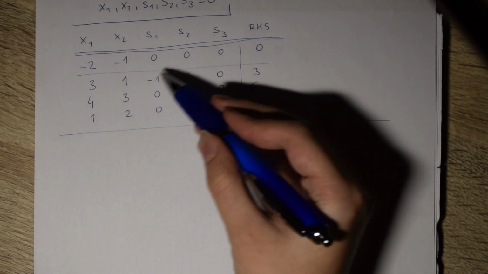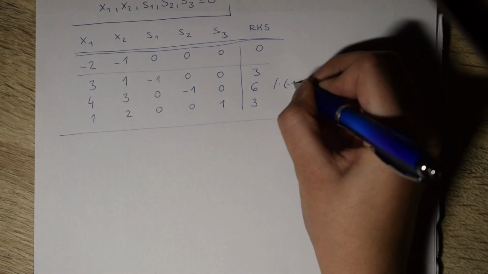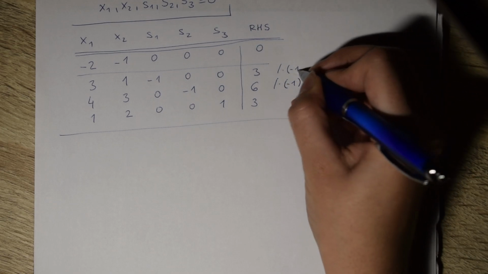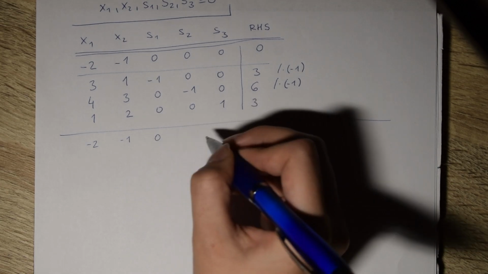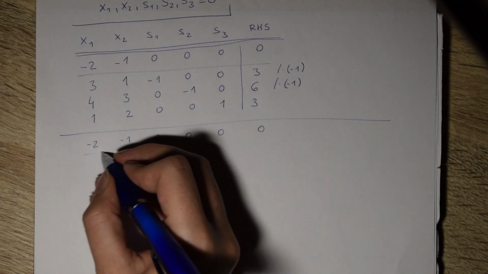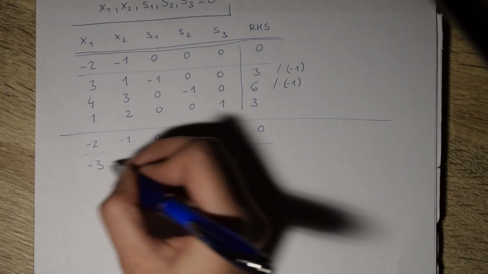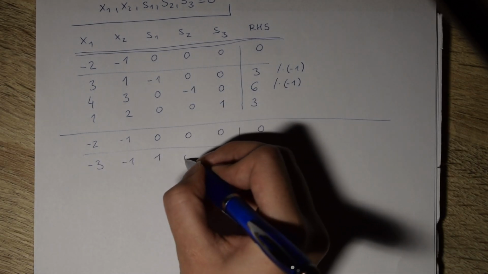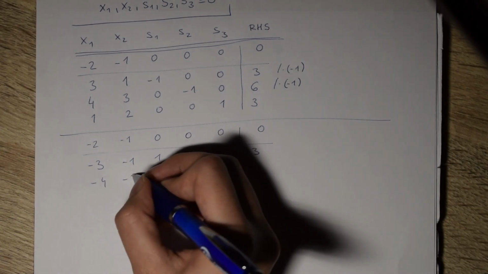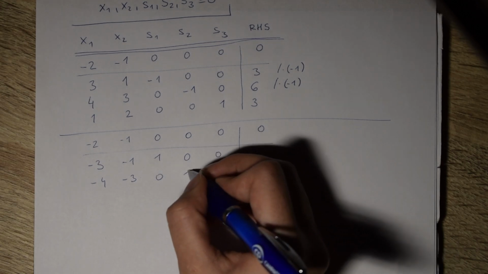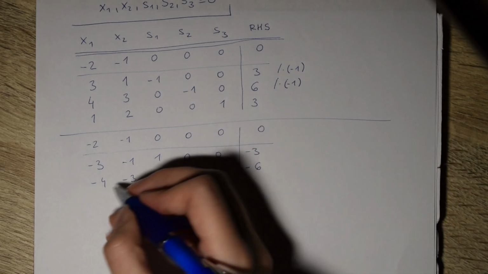Now we want to have an identity matrix here, so we multiply the whole first and second row by minus 1 to get the identity matrix. We rewrite the table. If we multiply the first row by minus 1, we get minus 3, minus 1, 1, 0, 0, minus 3. And in the third row minus 4, minus 3, 0, 1, 0, and minus 6. The last row will remain the same.